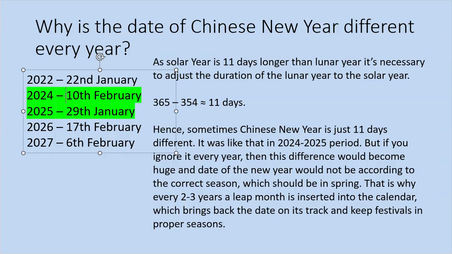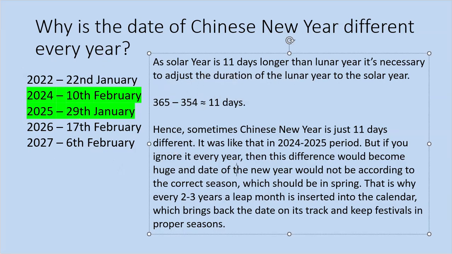You can see in 2024 it was on 10th of February, but in 2025 it was on 29th January. So it was exactly 11 days earlier. If you subtract 11 days, it becomes 29th, or it can fluctuate 11 or 12 days. That's why you see the sign is approximately.